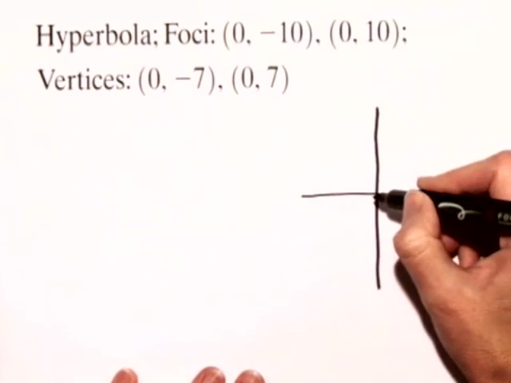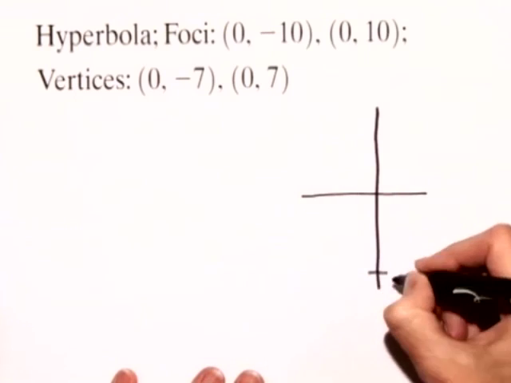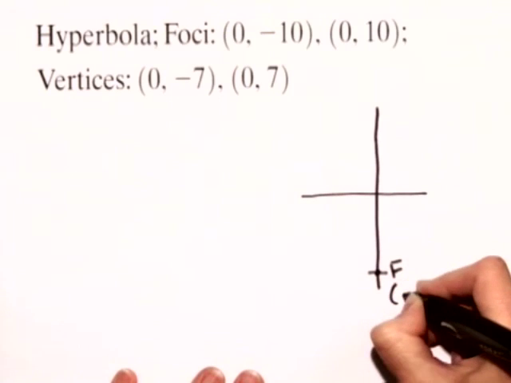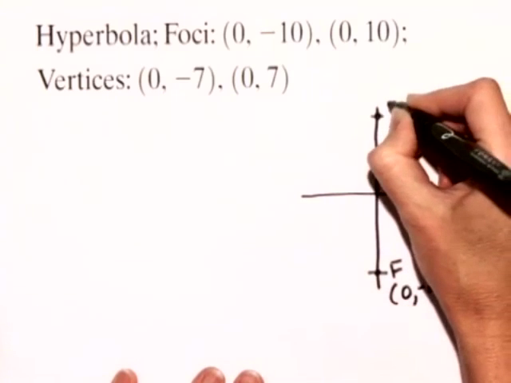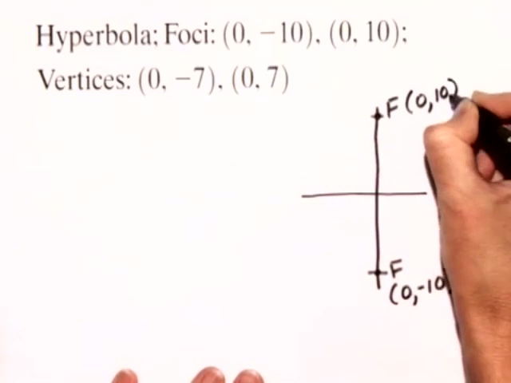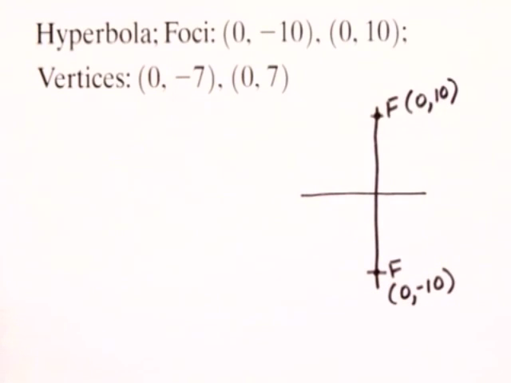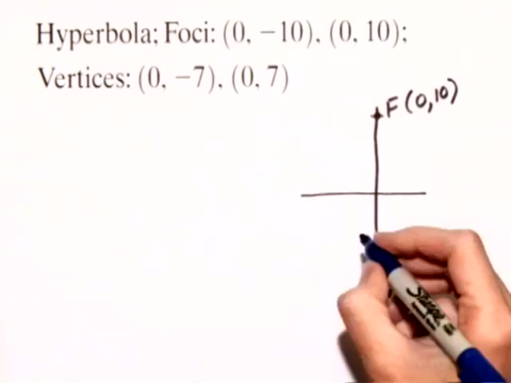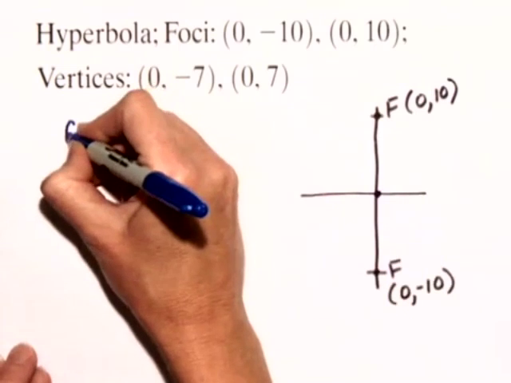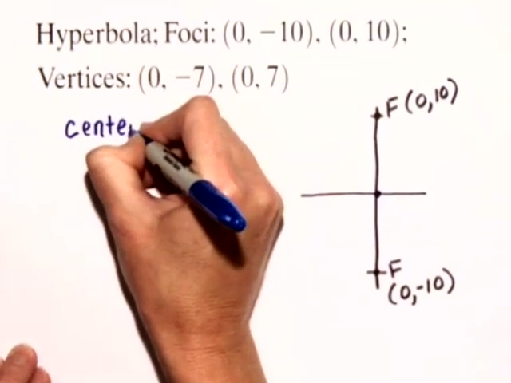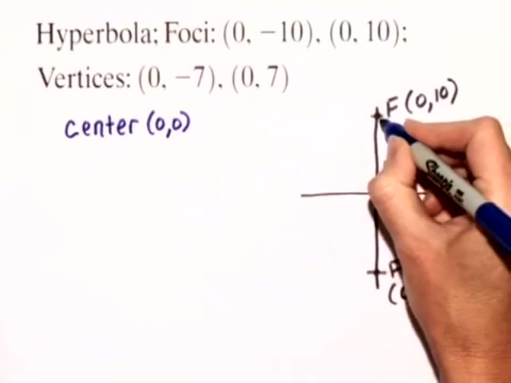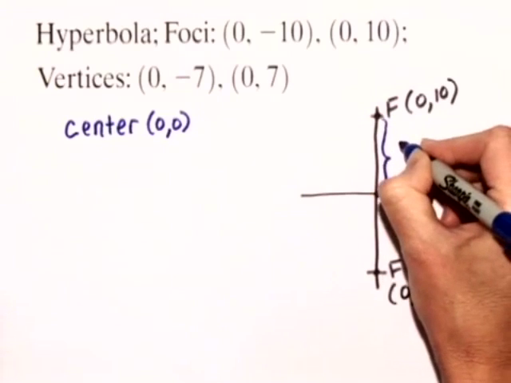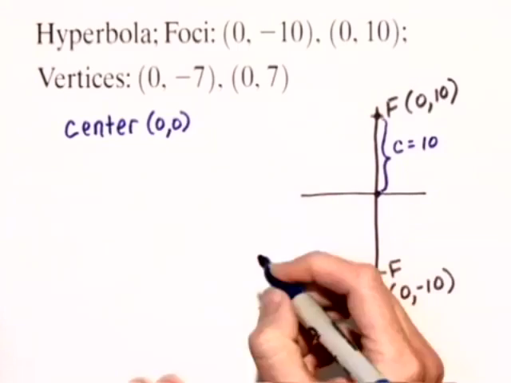We can see that we have one focus located at 0, -10, and we have another one located up on the y-axis at 0, +10. It's important to remember that the focus is always c units from the center of a hyperbola. So therefore our center has to be located at 0, 0, since it's halfway in between each focus, and we can see that c is equal to 10.